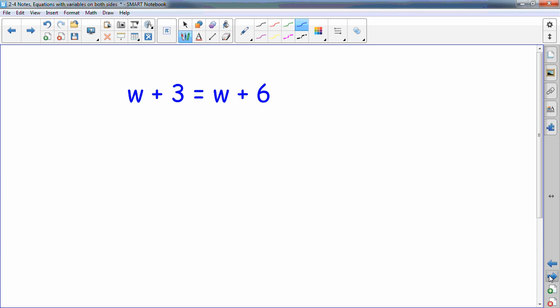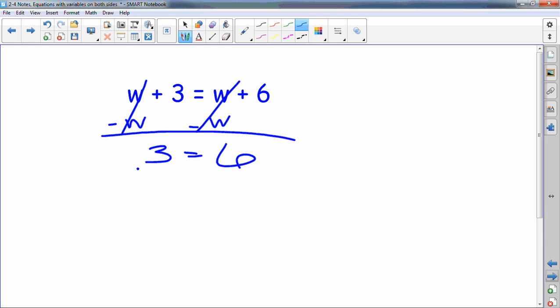That's 2 w. This is a positive w. How do you get this out of here? Yeah, subtract w. That's good. So I subtract w from both sides. So what happens? 1w minus 1w gives me what? 0 w's. So this one's going to cancel out. I have 3 equals 6.